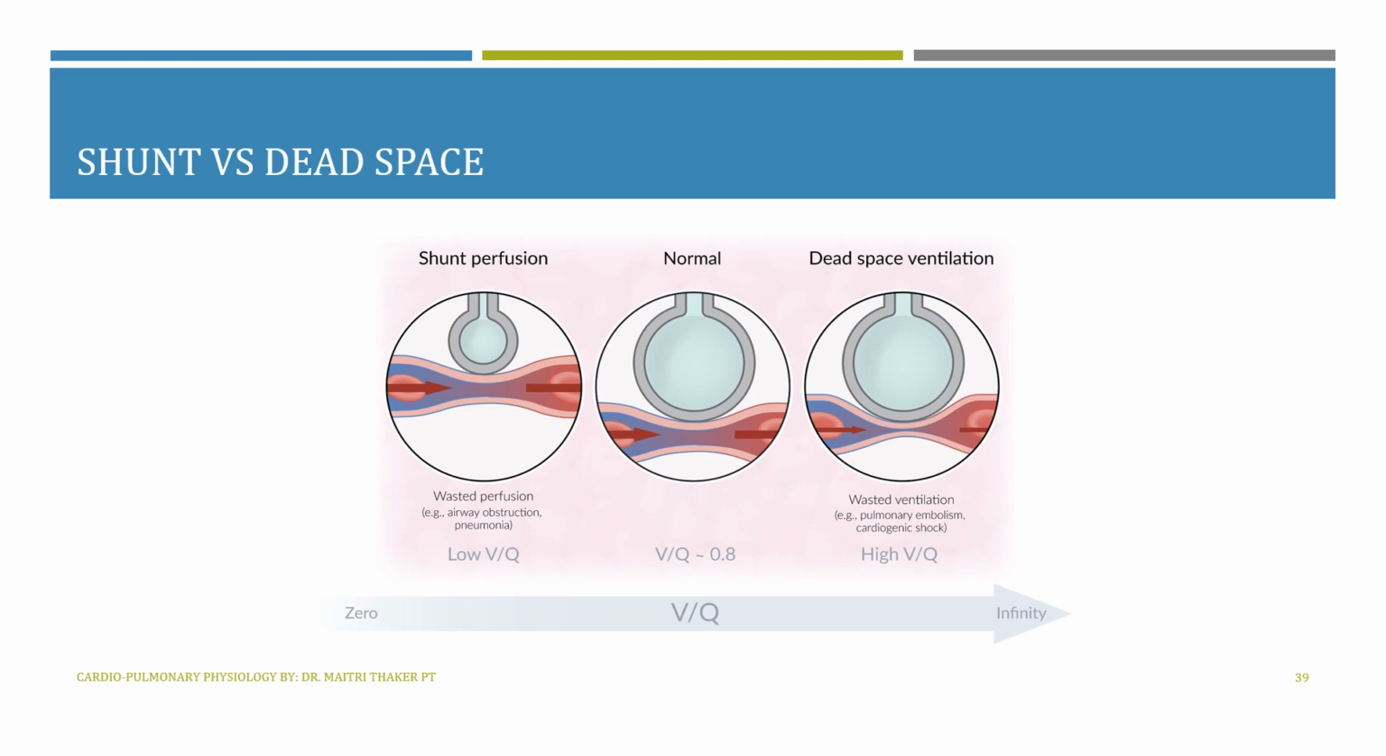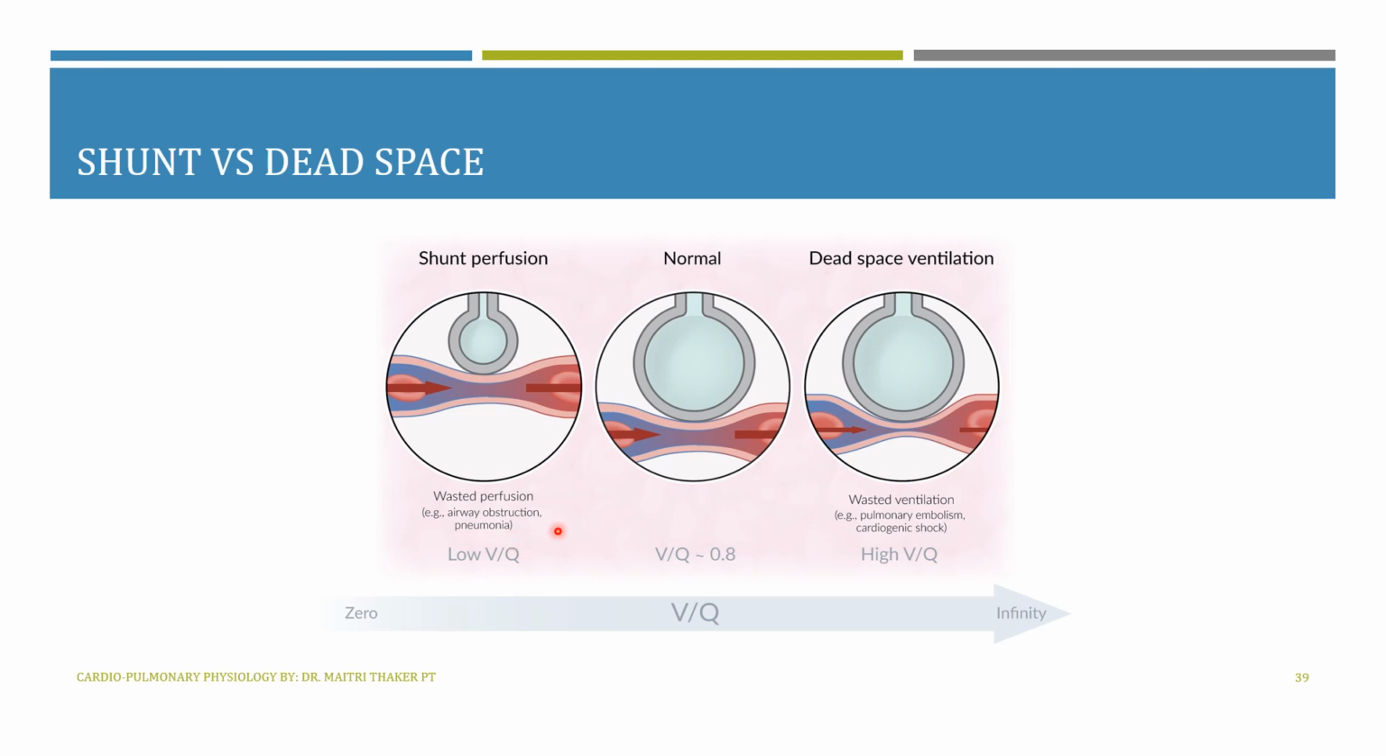Now there is also one concept known as shunt and dead space, based upon ventilation and perfusion. So basically, what is shunt? Shunt is the area where blood supply is enough, but there is no ventilation. So here the ventilation and perfusion ratio will be very low.